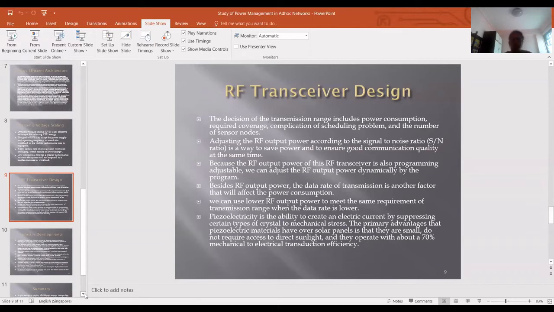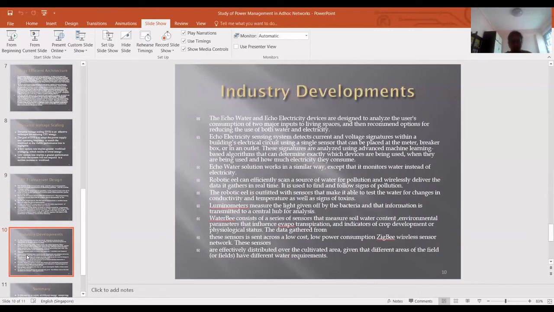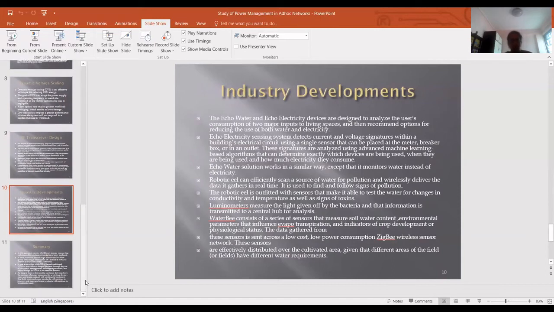Piezoelectricity is the ability to create an electric current by subjecting certain types of crystal to mechanical stress. The primary advantage that piezoelectric materials have over solar panels is that they are small, do not require access to direct sunlight, and they operate with about 70% mechanical to electrical transduction efficiency. And now we are going to see about the industry developments that have been done with this.